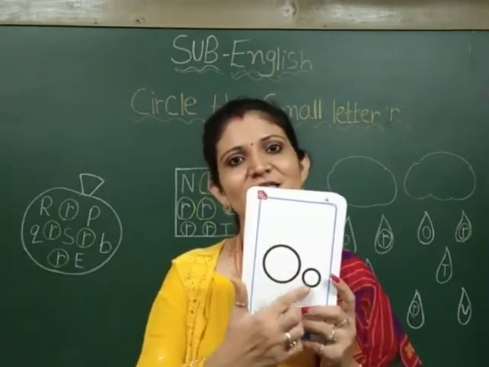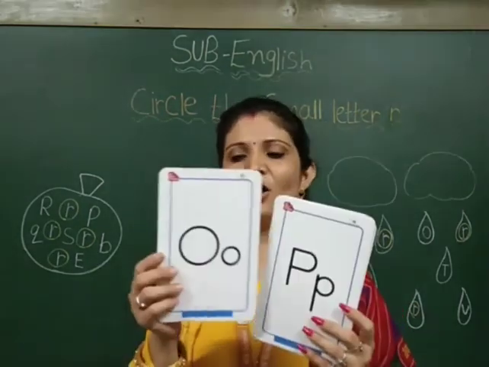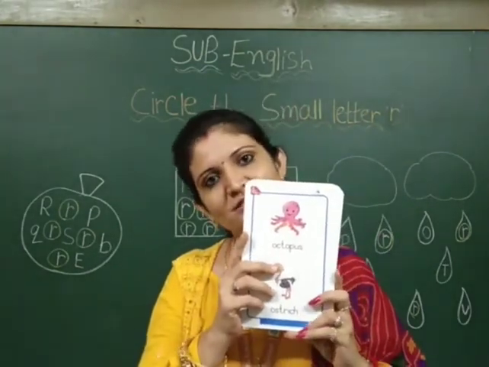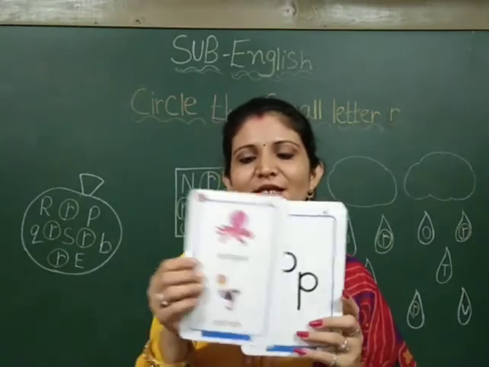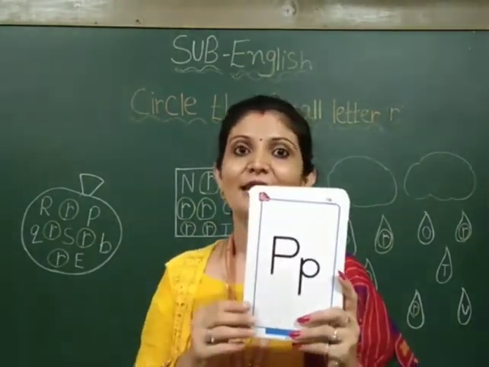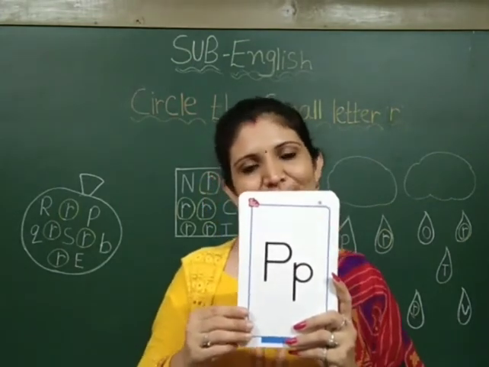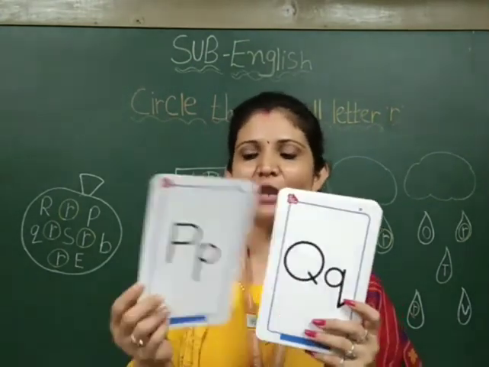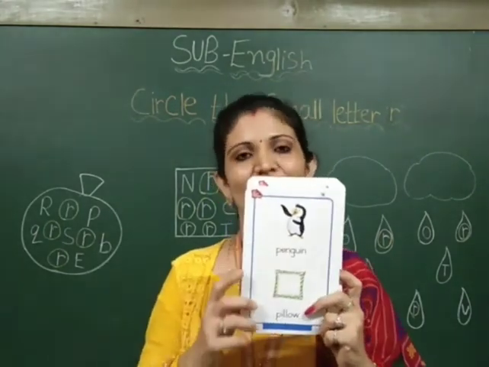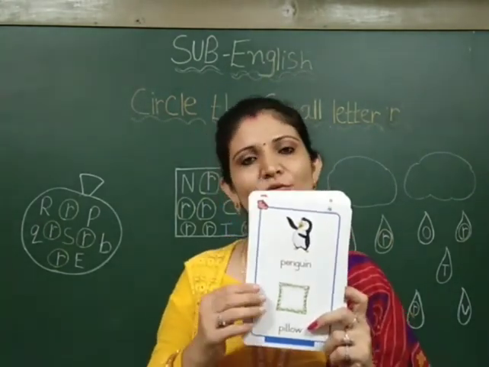Capital O and small o. O for octopus and O for ostrich. Okay. Now, which letter comes after O? M and O, then P. Capital P and small p. P for penguin and P for pillow.